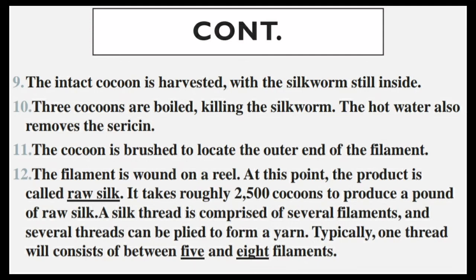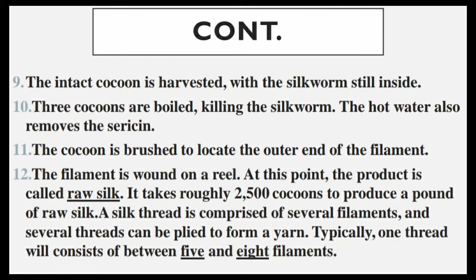The cocoon is brushed to locate the outer end of the filament, that is the thread. The filament is then wound on a reel. At this point, the product is called raw silk. It takes roughly 2500 cocoons to produce a pound of raw silk.